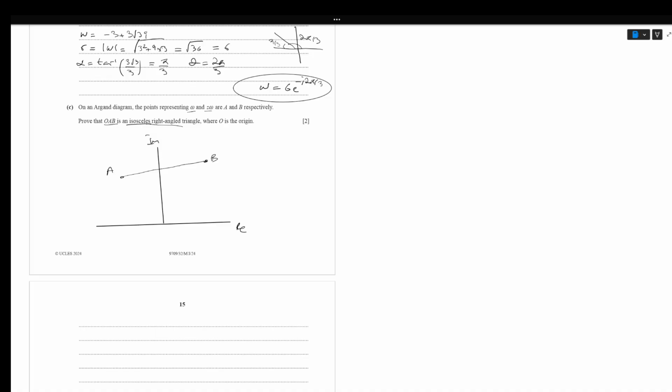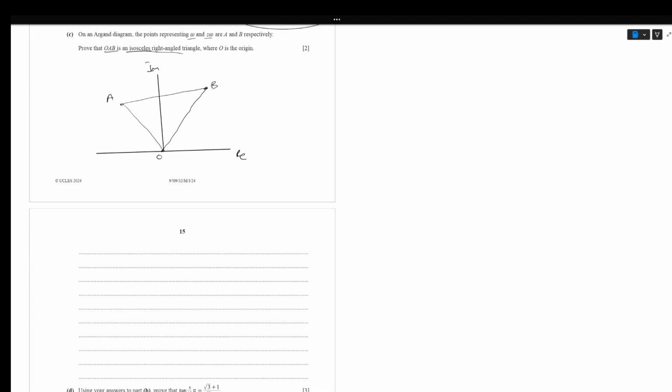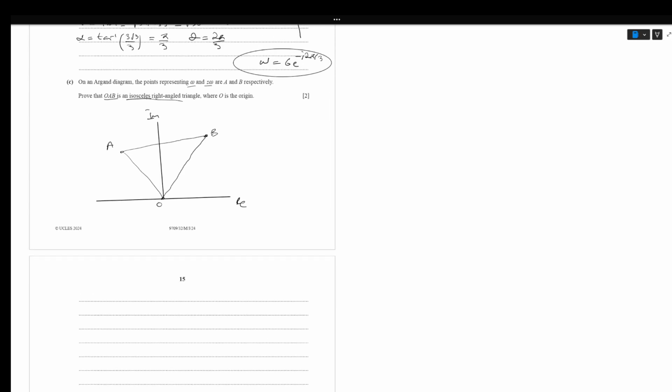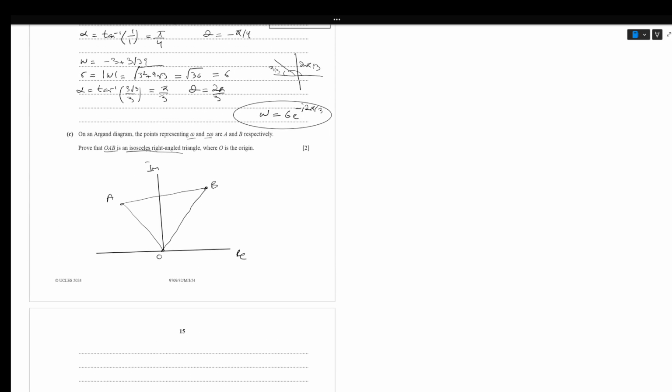B A origin. I need to show कि ये एक isosceles right angle है. तो मैं सबसे पहले ओ ए का मैग्नीट्यूड निकाल लूँ. आई मीन ओ ए का मैग्नीट्यूड तो निकाला हुआ है. A is equals to omega and B is equals to Z omega.